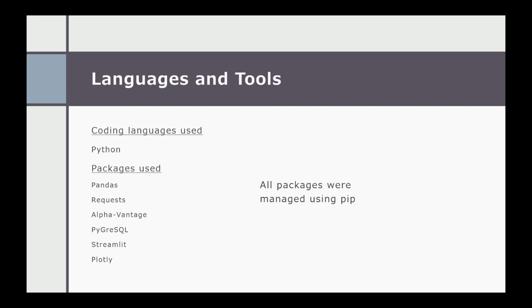I used a package named requests, which allowed me to send those API requests to AlphaVantage. AlphaVantage also had their own package that I installed called AlphaVantage. There is a PyGraphQL package that I installed to allow me to save data to a backend database every time that I created and made an API call. Streamlit was used to host the web-based UI that I just showed you, and Plotly was used to make the graphs.